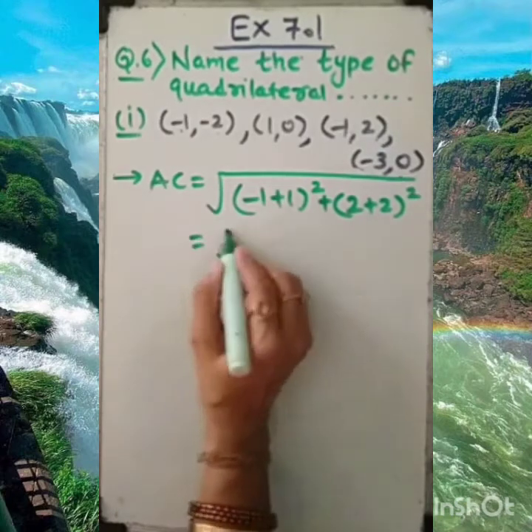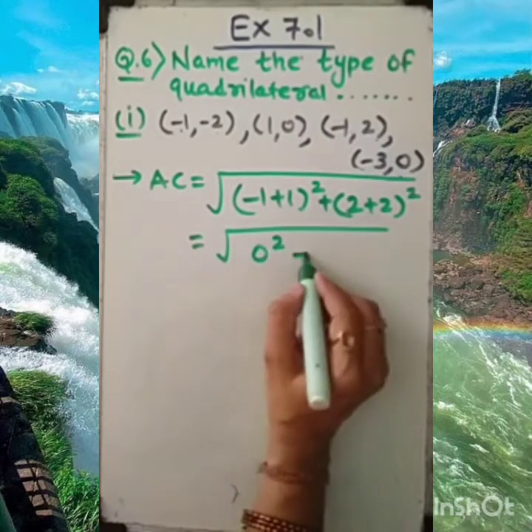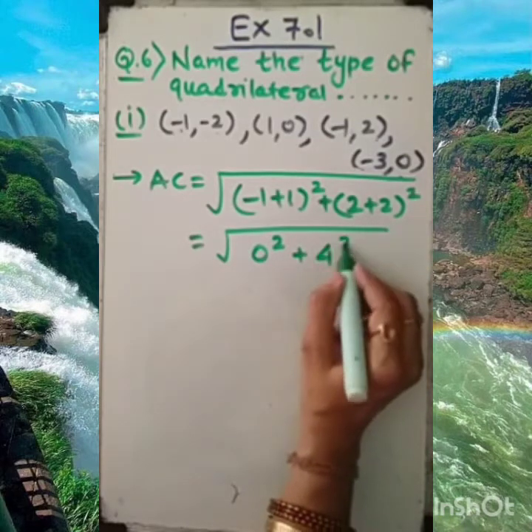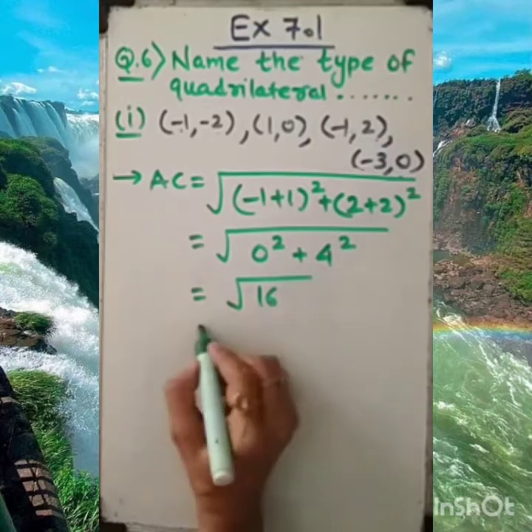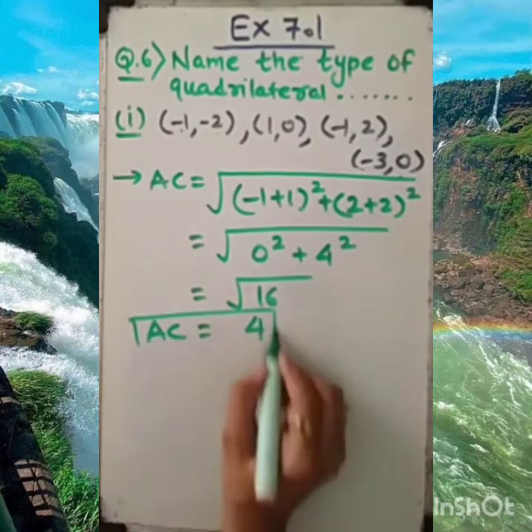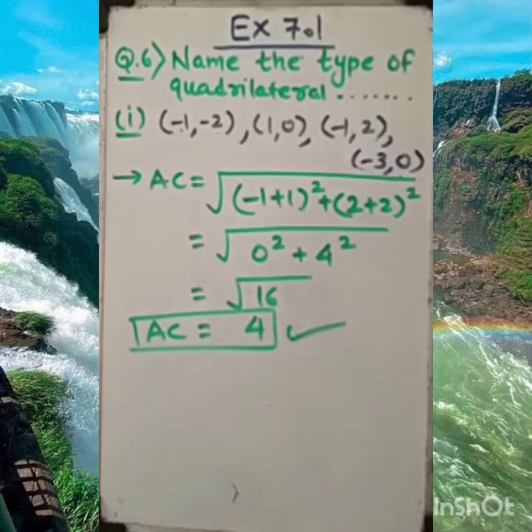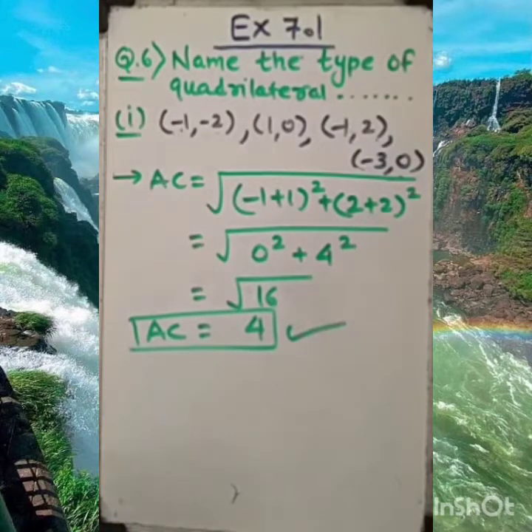So simplification, minus 1 plus 1 will be cancelled. So it will be 0 square and 2 plus 2, 4 square. So dear student, it is under root 16. 16 is a perfect square of 4. So the value of AC, first diagonal, is 4 centimeter, means 4 units.